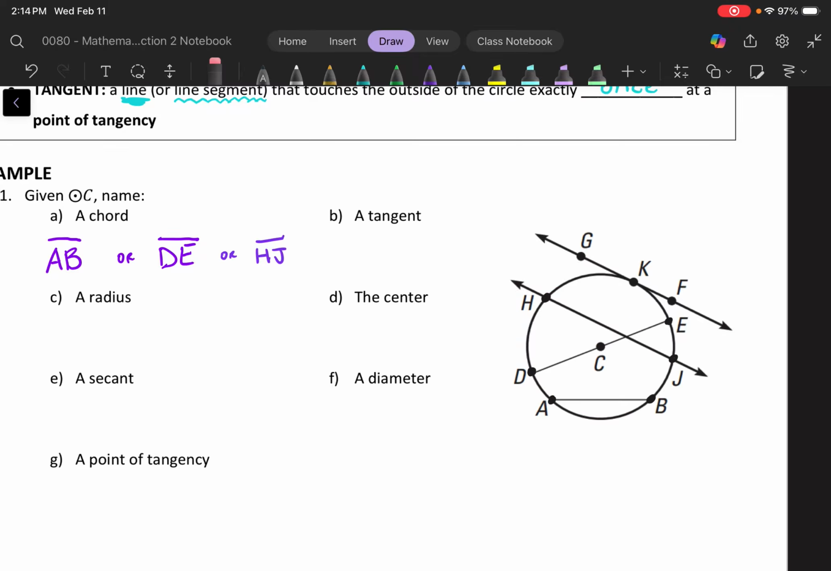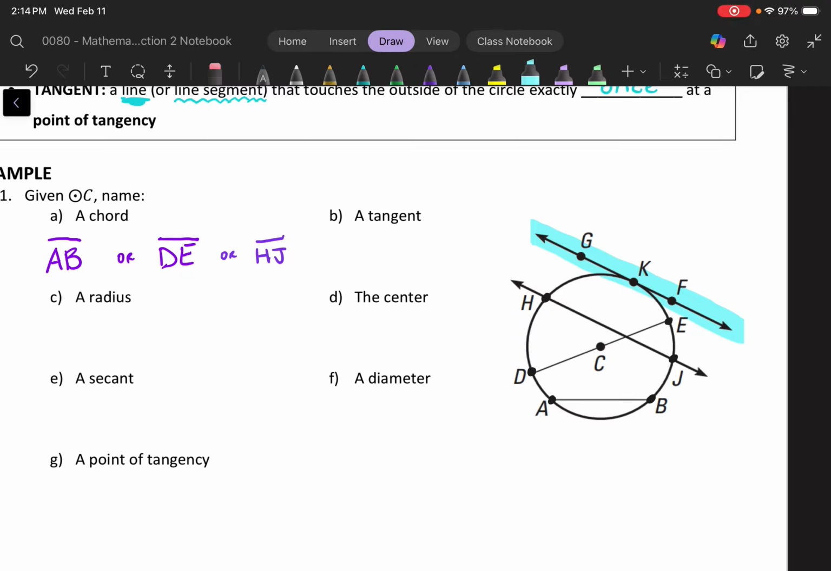Okay, next we're talking about a tangent line. Now, remember, a tangent is a line or a line segment that intersects the circle exactly at one point. So when I take a look for my tangent, hopefully I notice this guy over here, right? I could see it's touching the circle. It's touching the circle at point K, but exactly once, no extra times.